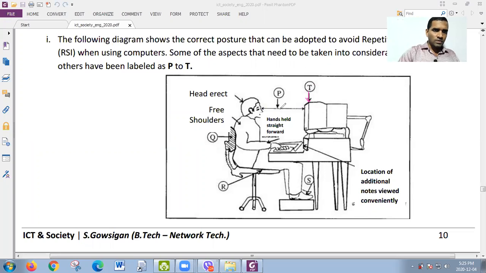I repeat it again. P, the distance between eye and monitor is one thing, or even you can say the eye level. Q, backrest: the user leans on the backrest. R, the chair is at an appropriate height; even you can say the chair has a height adjustable facility. S, the feet of the user on the footrest or footstool. T, the monitor is at the right distance. So these are the things discussed here.